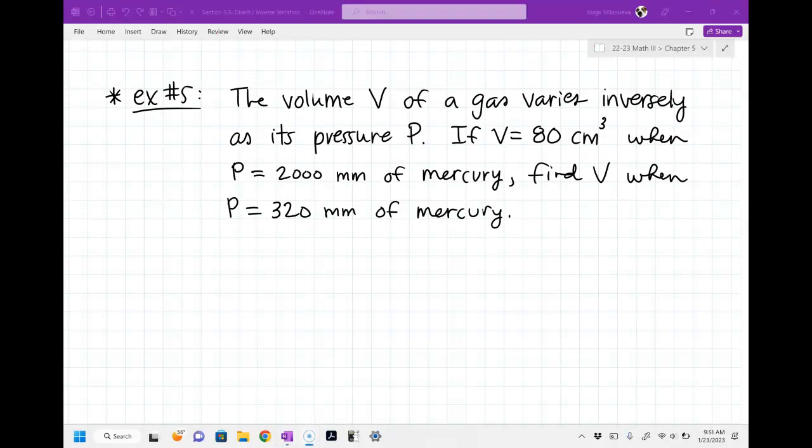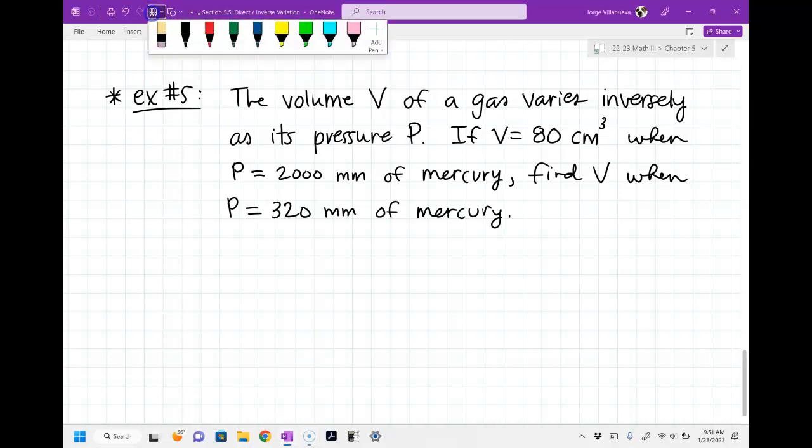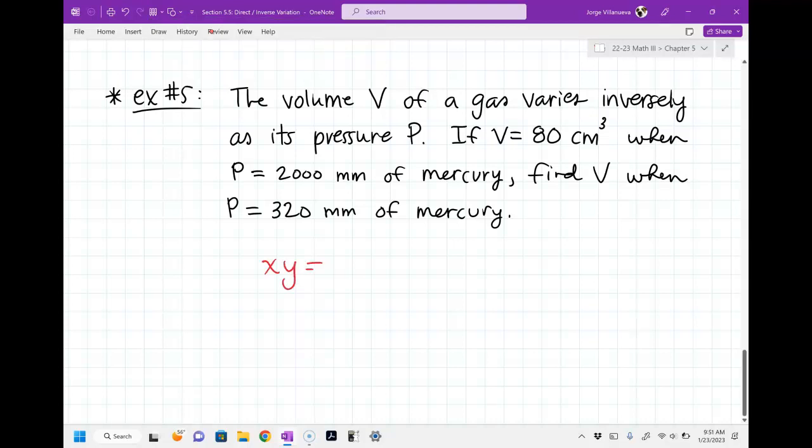All right, so for example number 5, the volume V of a gas varies inversely as its pressure P. If V is equal to 80 cubic centimeters when P is 2,000 millimeters of mercury, find V when P is equal to 320 millimeters of mercury. Okay, so what I'm going to do first is reassign my variables. I know that it says it varies inversely. So inverse variation looks like this: xy equals k, xy equals k. So I'm writing that down twice.